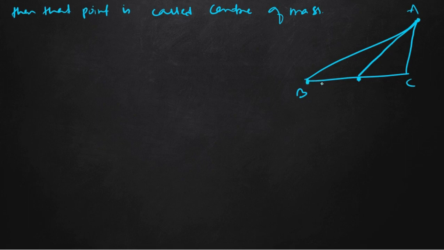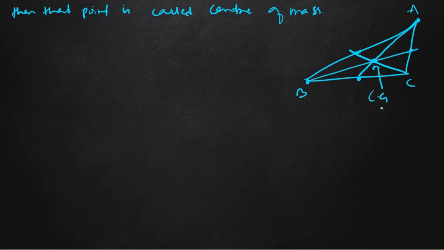Again from B, we have to draw a median on AC. Suppose the midpoint of AC is this one. So again join this. And again from C, the midpoint on AB will be like this. Okay, so this is the point of intersection of all the medians. So this point will be our center of gravity.